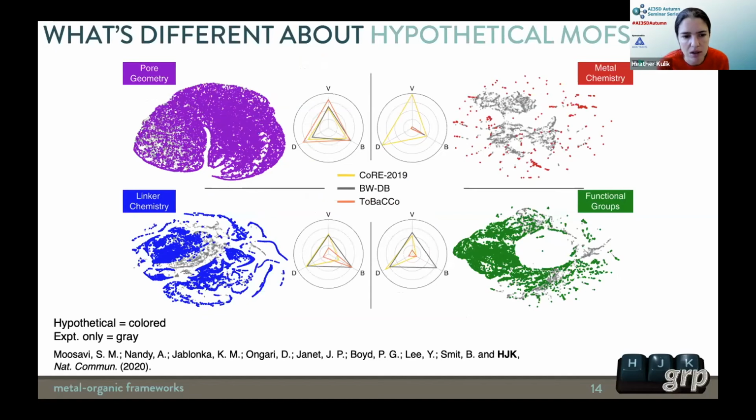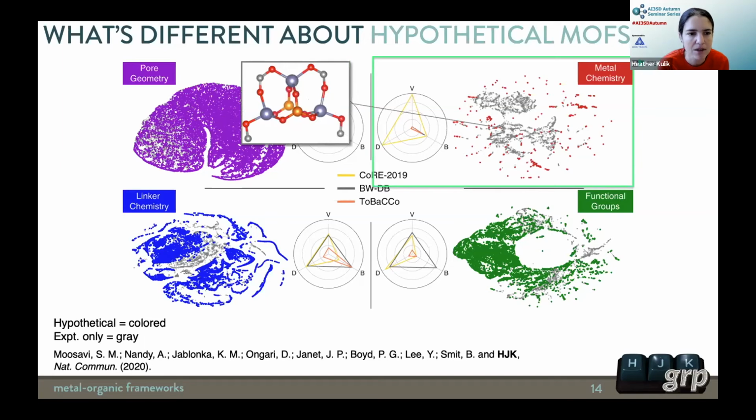And what you're seeing here is t-SNEs of each of those different subsets of features. And we're coloring them: if a point is present in the hypothetical set, we're coloring it purple, red, blue, or green. If it's only present in the experimental set, you can see the gray shining through. And so for the most part, the sets are in agreement about pore geometry, linker chemistry, and functional groups, but where the biggest discrepancy shows up is in fact in the metal chemistry.